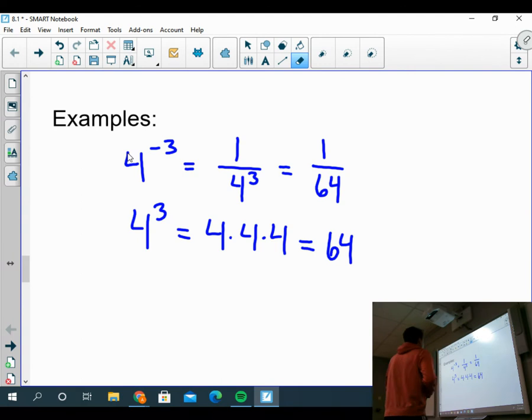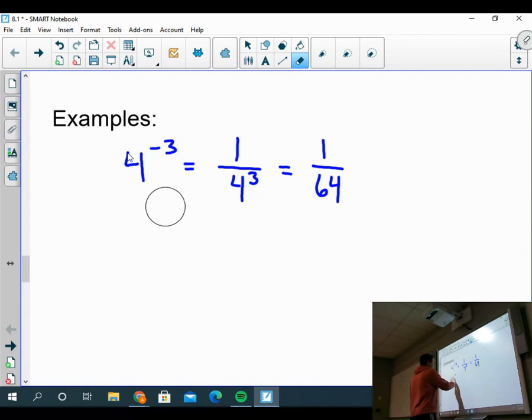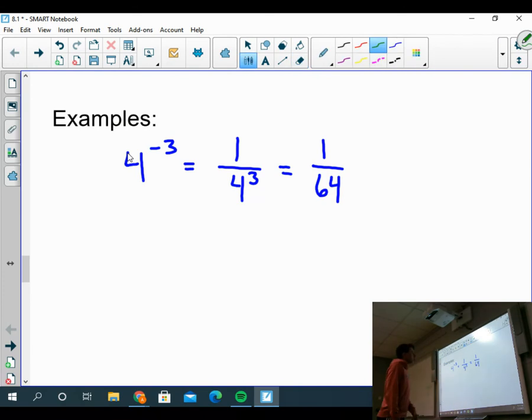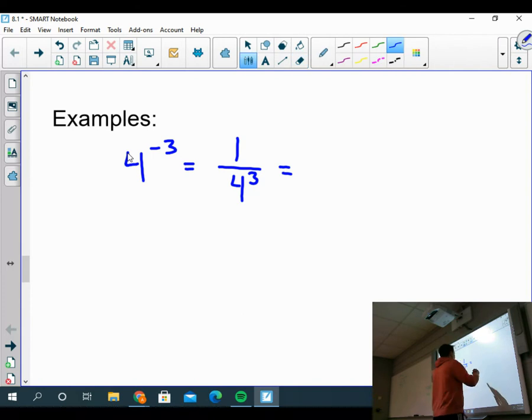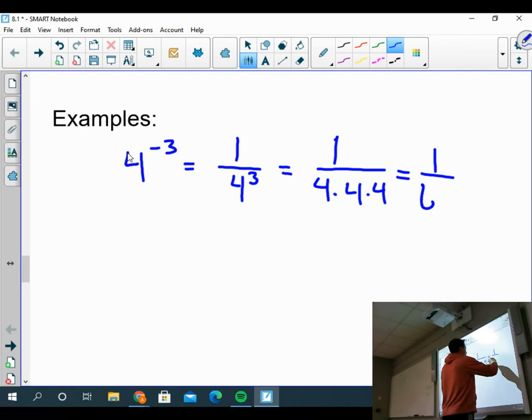Again, if this idea is foreign to you or this is pretty confusing, I would encourage you to check out those other videos that I referenced earlier. But to get rid of the negative exponents, we put the base to the exponent in the denominator, and that makes the exponent positive. It'll no longer be negative, and then we can solve using our knowledge of exponents. So maybe I'll write out that middle step here. In this case, we know 4 to the third is 4 times 4 times 4, which gives us 1/64.